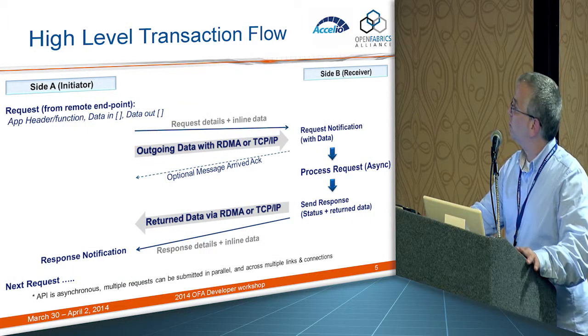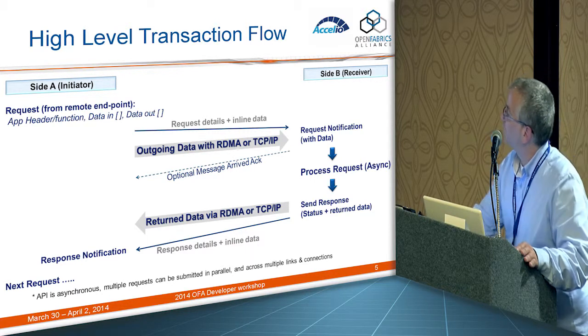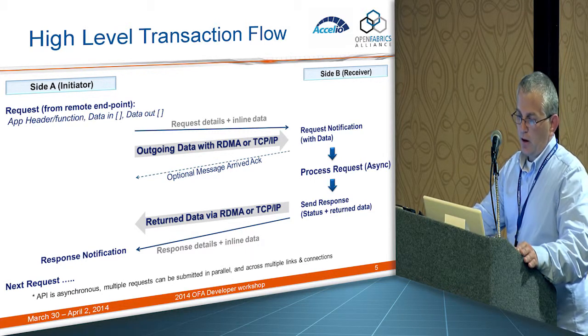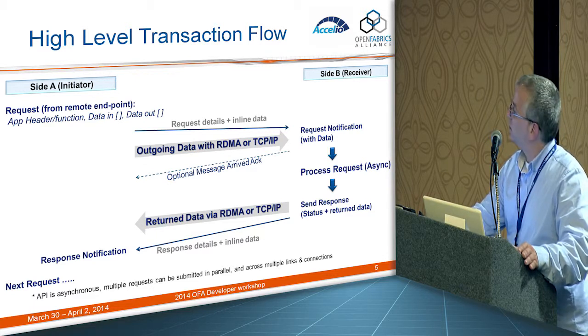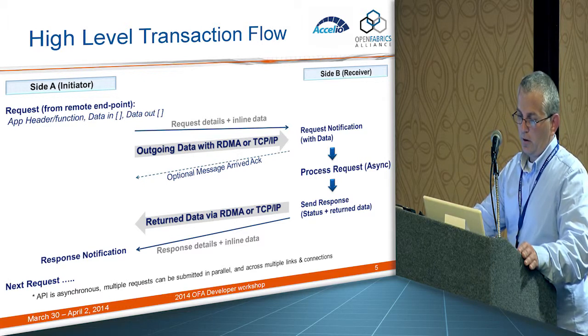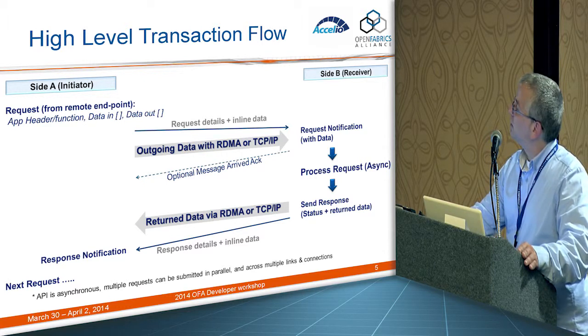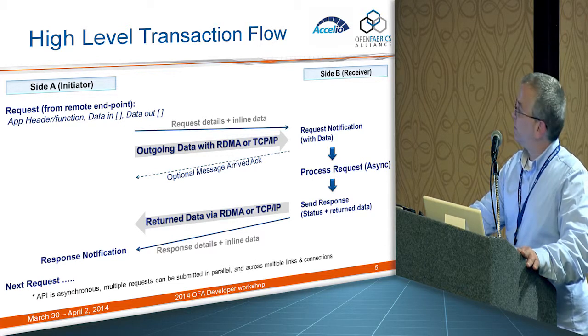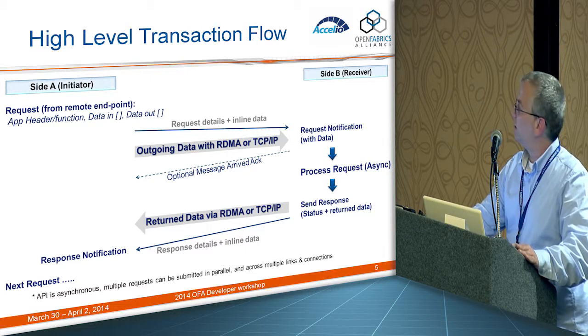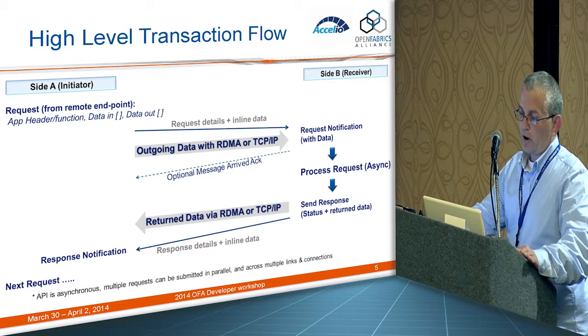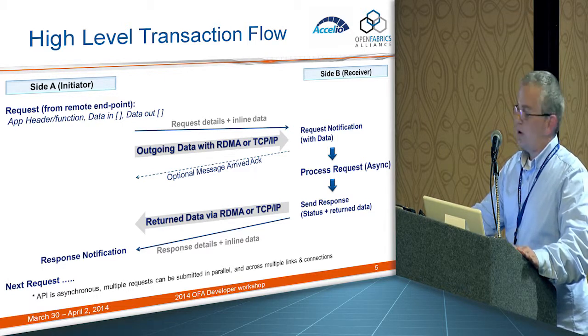So how does the transaction flow look? There is side A, which is the initiator, and there is side B, which is the receiver. Side A is issuing a request. The message is comprised of a header and the data. It has two parts of data. Since it's a request-response model, it has data in and data out. The data in is a vector. It's a simple IOVec, as you know it. You get an address, you get a length, and you get an opaque memory registration object.